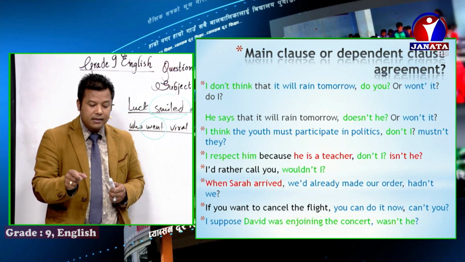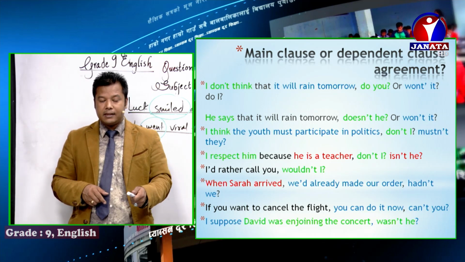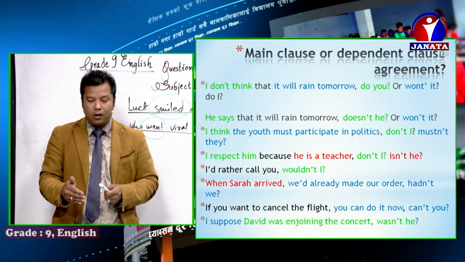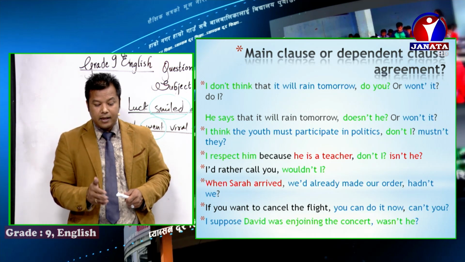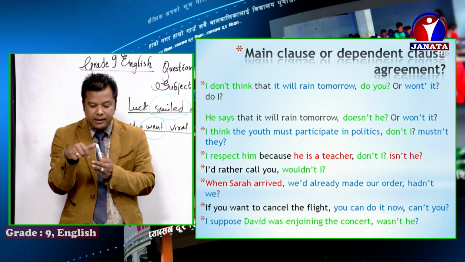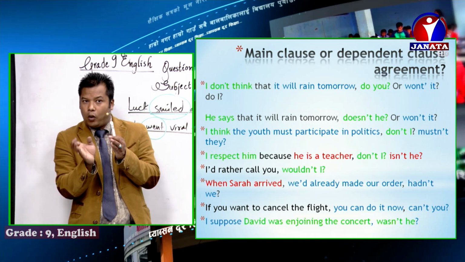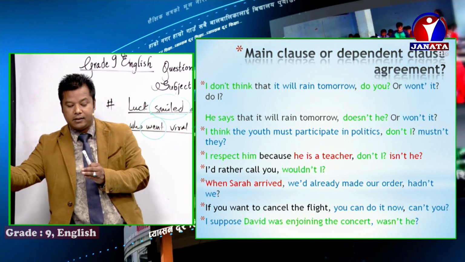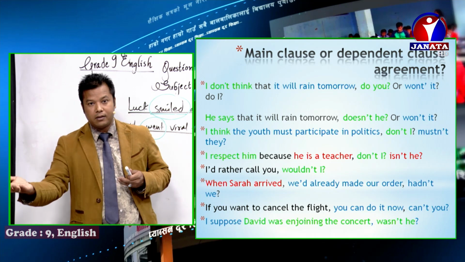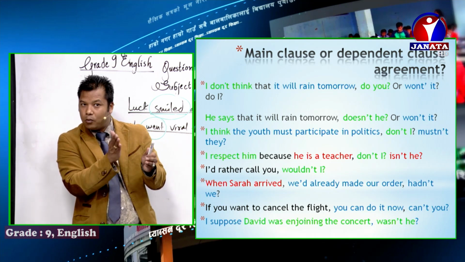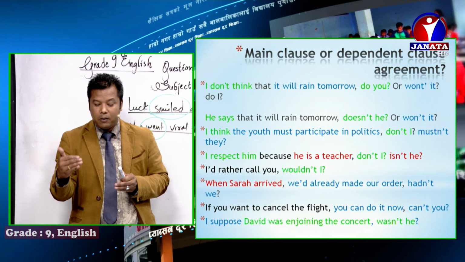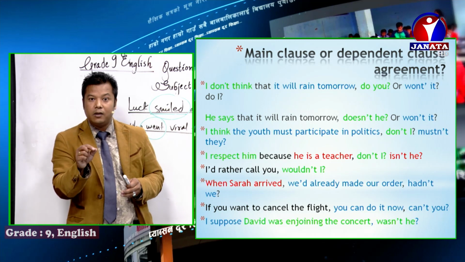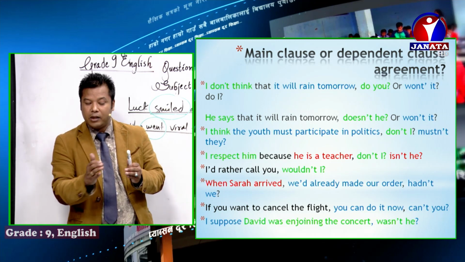See, number 2, okay, I'm reading. He says, it's from the screen, he says that it will rain tomorrow. Unlike the first sentence, in the second sentence, he says, the object is very clarified: that it will rain tomorrow. So the focus is what he said. He says that it will rain tomorrow. Okay, he could have said any other things about myself, about you, about others. But the focus is he says. What does he say? That is the focus. So I would use doesn't he. He says that it will rain tomorrow, doesn't he? That is the tag for that. So I agree it with the main clause.